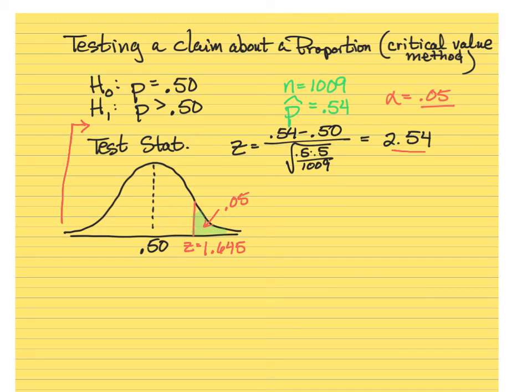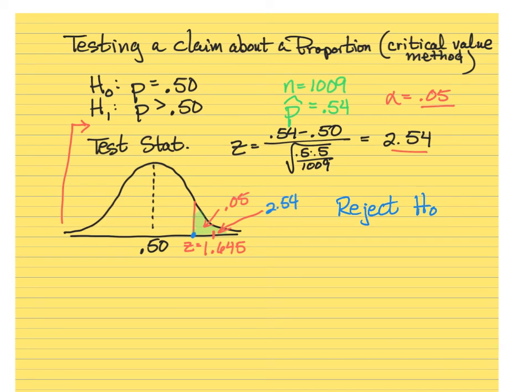We calculate our test statistic, and it's 2.54. That means our test statistic is down here, right in there, because this right here is 1.645. Our test statistic is in that critical shaded region. And the critical value method says if your test statistic lands beyond the critical value, beyond 1.645, then you are going to reject the null hypothesis.